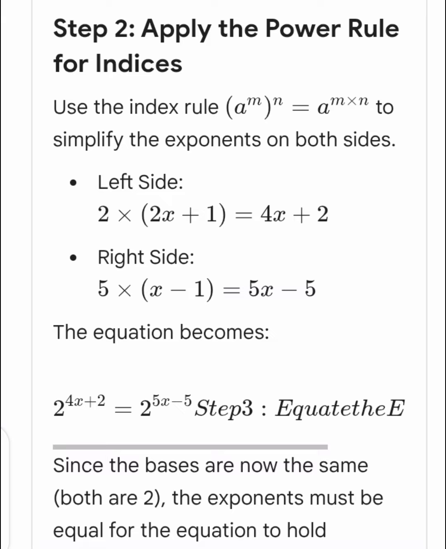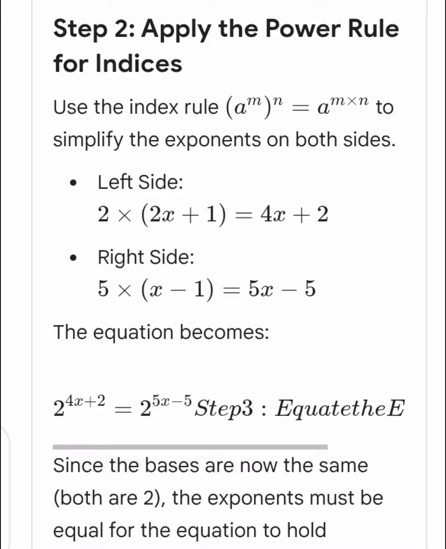And that right there, that's the breakthrough moment. Since the bases are identical, they're both 2, the only possible way for this to be true is if the exponents are also equal. So we can just ditch the bases. You just equate the exponents, forget the 2s. You're left with 4x plus 2 equals 5x minus 5. I mean, we've taken this complex-looking exponential thing and boiled it down to basic algebra.